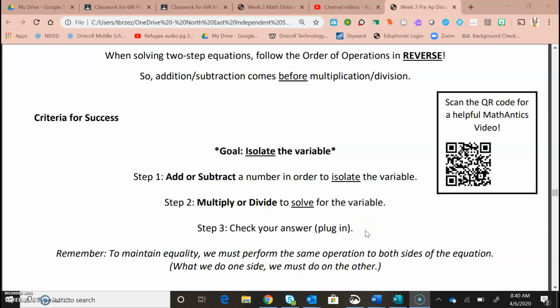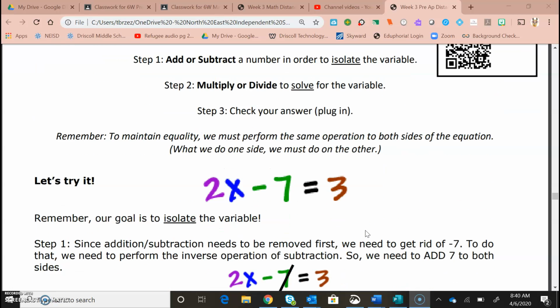Now remember, this is super important. To maintain equality, we must perform the same operation on both sides of the equation. What we do to one side, we must do to the other. So let's take a look at a few examples.